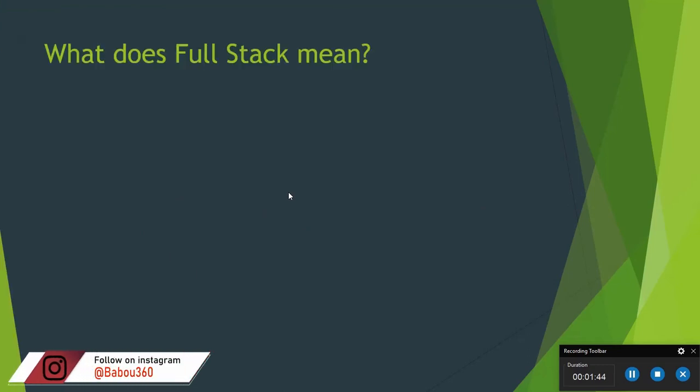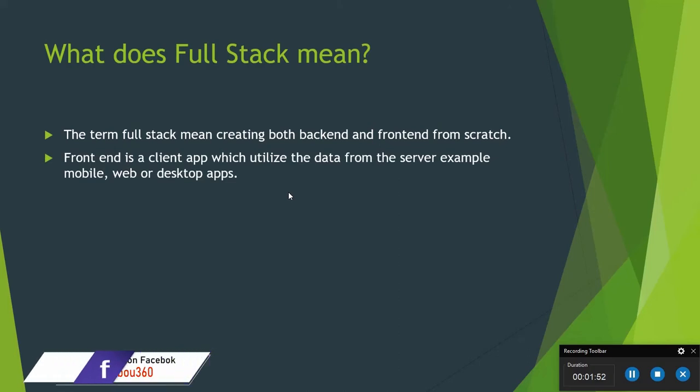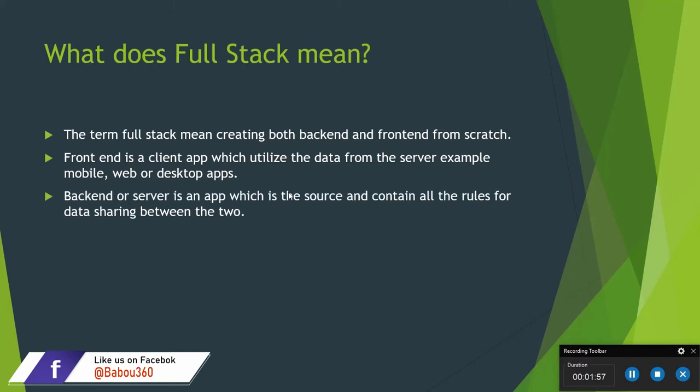What does the term full stack mean? The term full stack means creating both backend and frontend from scratch. Frontend is a client application which utilizes the data from the server, and the backend or server is an app which is the source and contains all the rules for data sharing between the two applications.